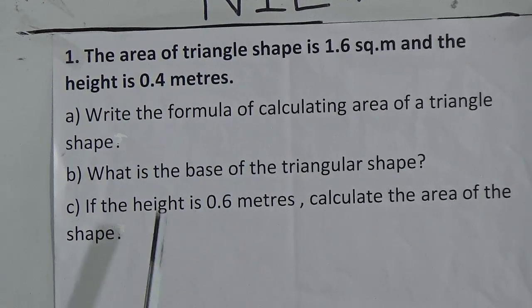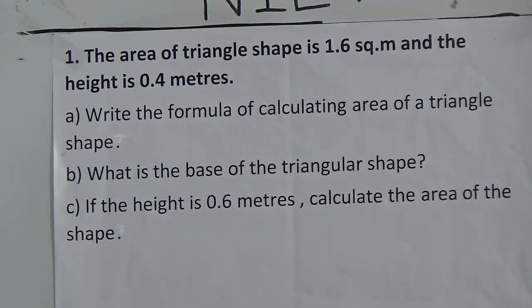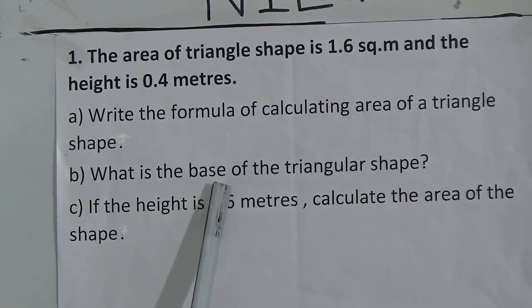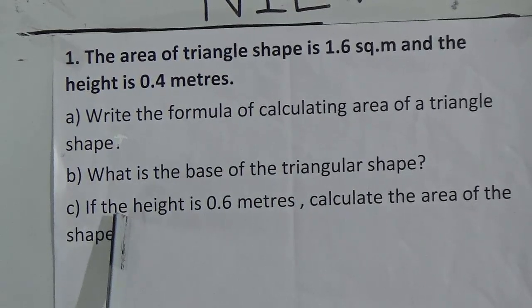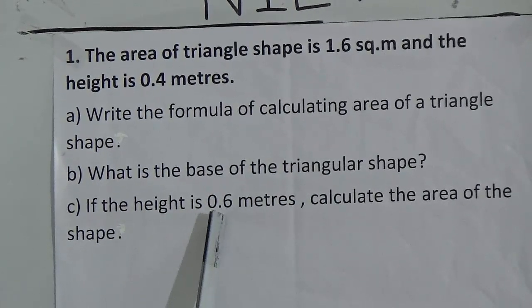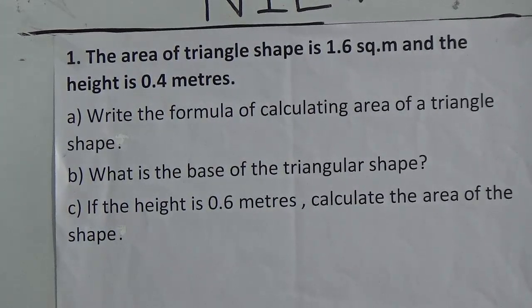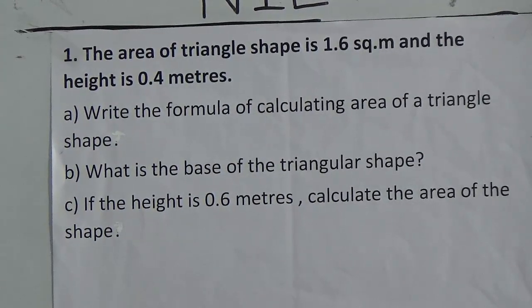A number question. Write the formula of calculating the area of a triangle shape. B number. What is the base of the triangular shape? C number. If the height is 0.6 meters, calculate the area of the shape. Now I will solve it.